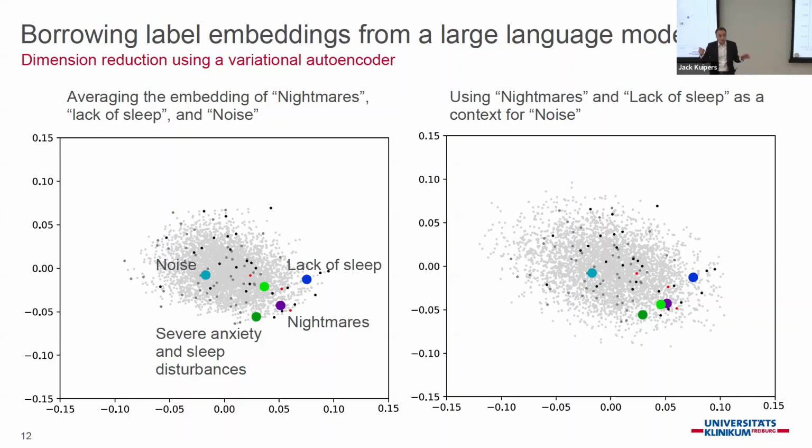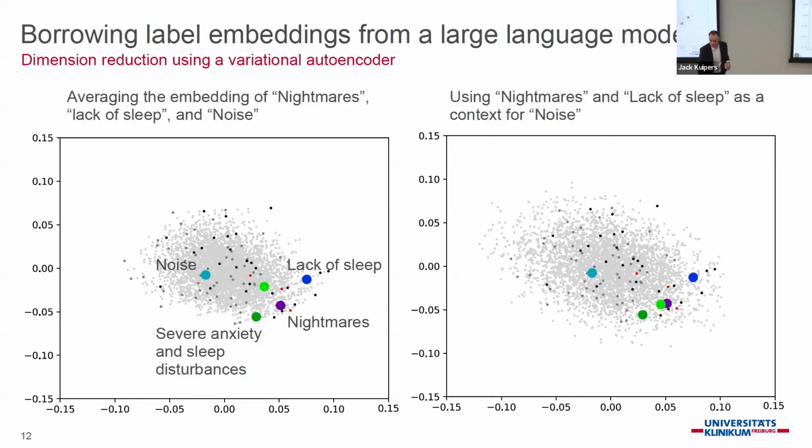One way is you learn this from the data, and the other is you say these large language models, or more classically BERT, already had to learn these embeddings, so you can just steal these embeddings from them. So we did this, we did a dimensional reduction of that. We saw, hey, we got a plausible arrangement where something like nightmares and lack of sleep are closer together as noise. And the nice thing is you get this context effect, what is nowadays called in-context learning.